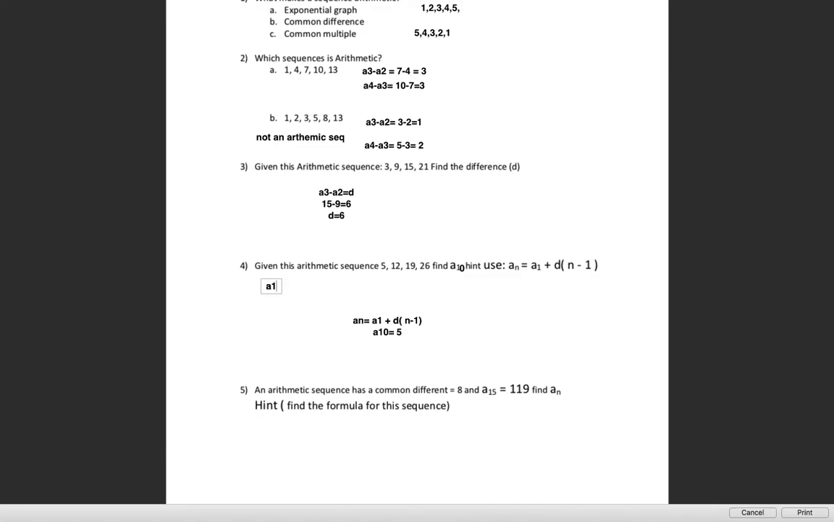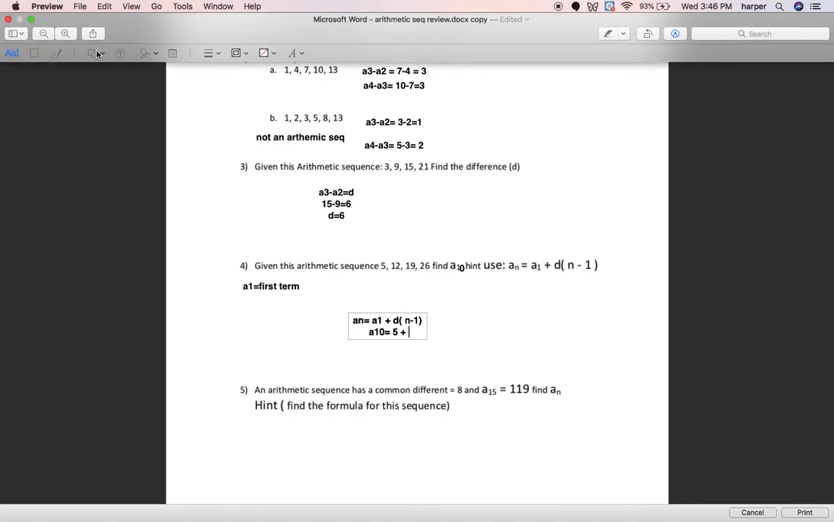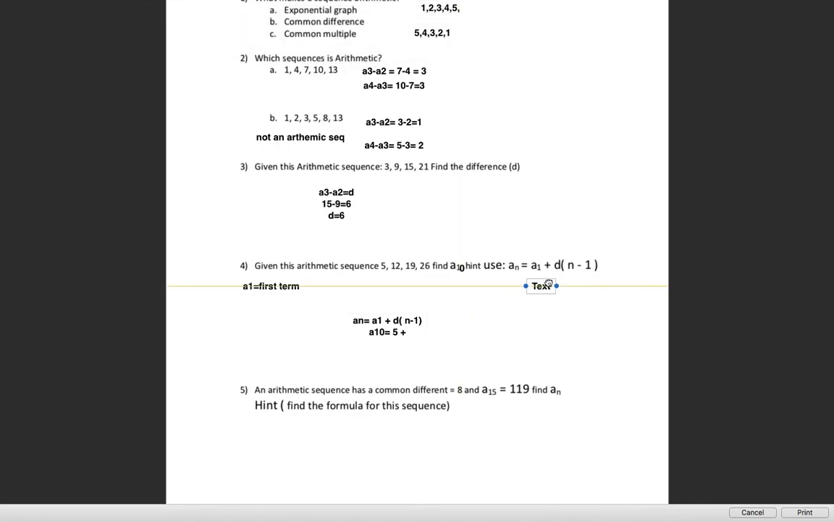A1 equals the first term. Okay, now we know that, plus, what's our difference? Let's do some work over here. Remember, if we take A3 and subtract it from A4, that's going to give us our difference. So A3 is 19. We take away 12, that's going to give us our difference. So 19 take away 12 is 7. So 7 equals our difference.